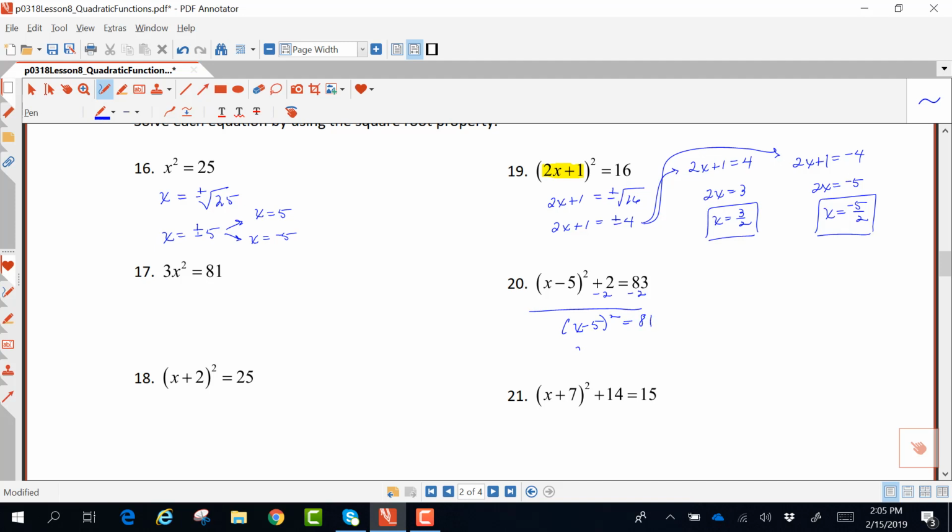Now when I apply the square root, the right side is the plus minus square root of 81, which is plus minus 9. So this branches into two equations, one being x minus 5 equaling 9, and the other x minus 5 equaling negative 9. When I add 5 to each side of these equations, I result in my two solutions of 14 and negative 4.